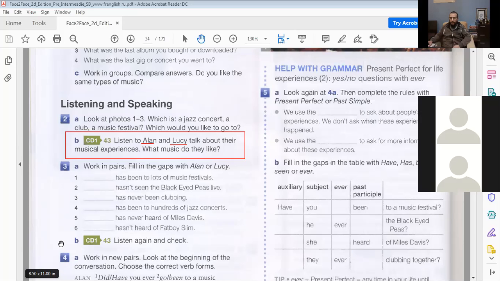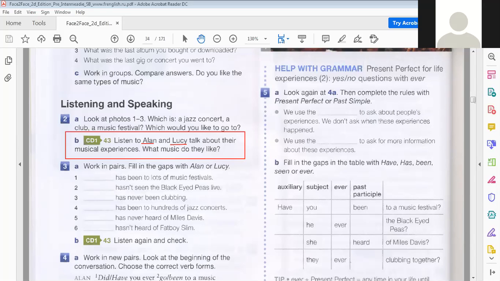Okay. Like me. You like Fatboy Slim? No. You don't know anything? I talk about Alan. Okay.